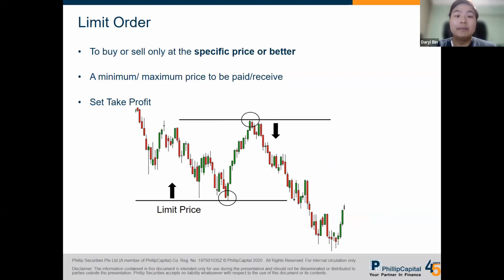The first one is the limit order, which means to buy or sell only at a specific price or better. This is a minimum or maximum price to be paid or received to execute your trade. Apart from taking on positions using a limit order, you can also use it to set your take profit or stop loss, as shown in the example above. When you set a limit price, the order will be filled when it touches the limit price.